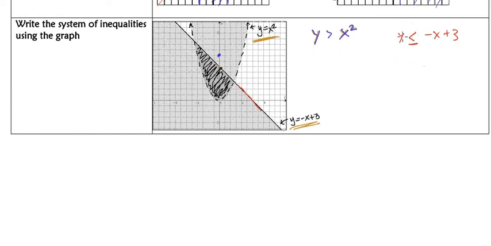All right. Yeah, that's pretty much it. There's your system of inequalities, and I suppose you could write it out more explicitly. Y is less than or equal to negative x plus 3, and there's your system. All right, hope that helps.